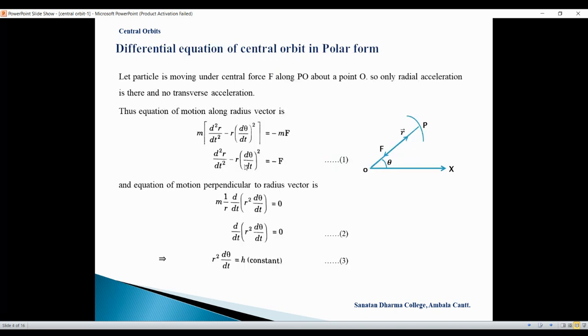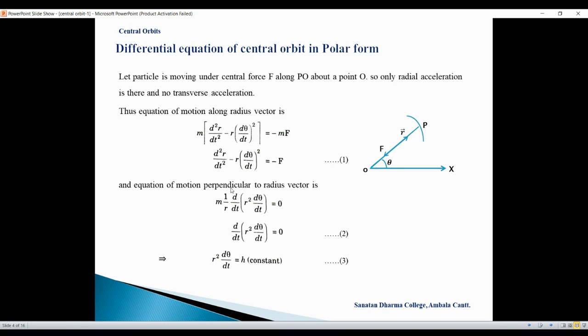Differential equation of central orbit in polar form. Again, let P be particle moving around O under central force F, having radius vector r and angle theta. Now since particle is moving only under this force which is along radius, so there is only radial acceleration, no transverse acceleration, so this will be 0. The equation of motion along radius vector is mass into radial acceleration is equal to mass into force. Negative sign is here because acceleration is in the direction of r decreasing.